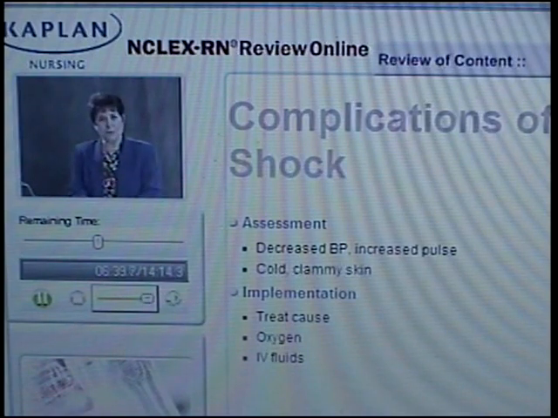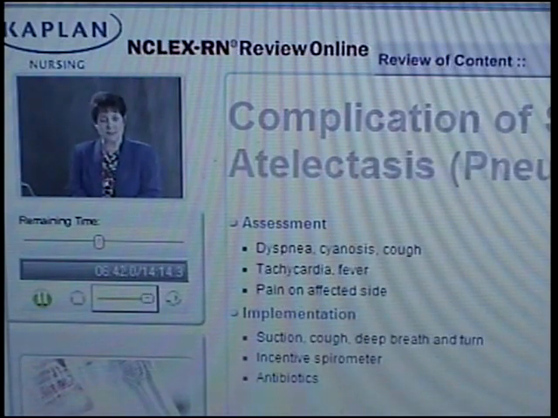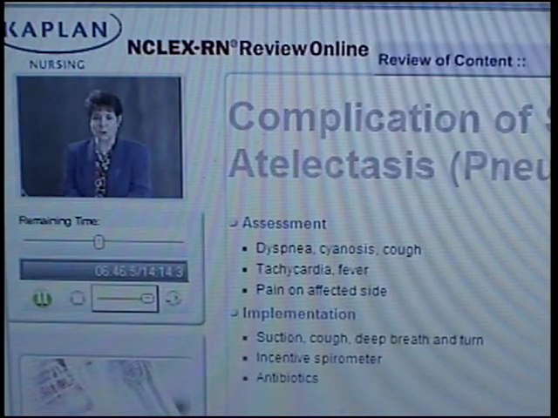The next complication of surgery we're going to talk about is atelectasis and pneumonia. Again, hopefully we've worked hard with the patients after surgery to prevent this. We're having them turn, cough, and deep breathe, and use the incentive spirometer, but sometimes this will happen. The symptoms you will see for a patient with atelectasis and pneumonia: they'll have dyspnea or difficulty breathing. They'll become cyanotic, or blue in color, and they will have a cough. They usually experience tachycardia, they may have a fever, and there is pain on the affected side.